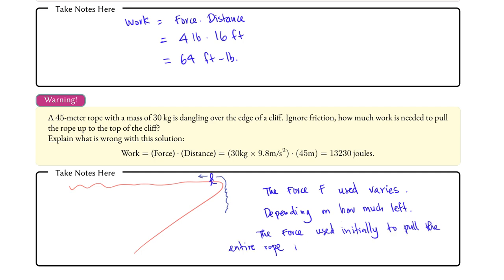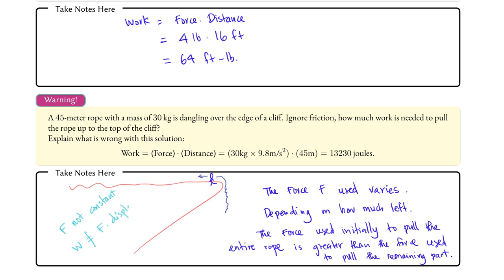The force used initially to pull the entire rope is greater than the force used to pull part of the rope. And so in this case, since the force is not constant, we cannot find the work by using the product of force and displacement. Notice that the displacement is not constant because the remaining parts of the rope are not the same.